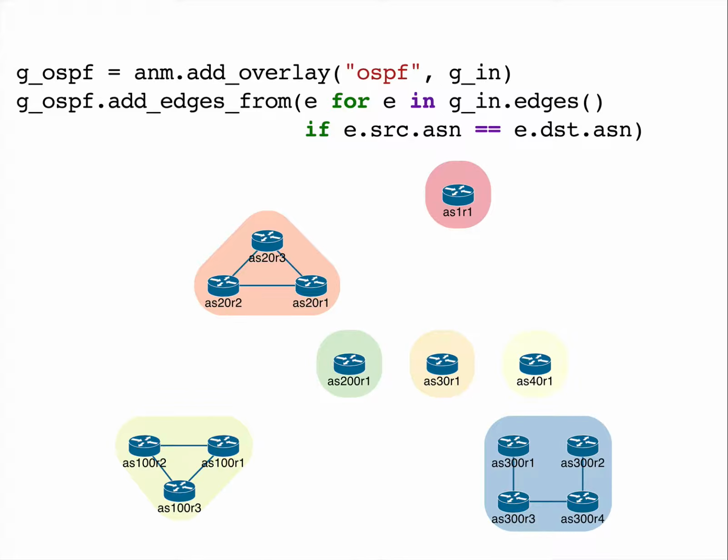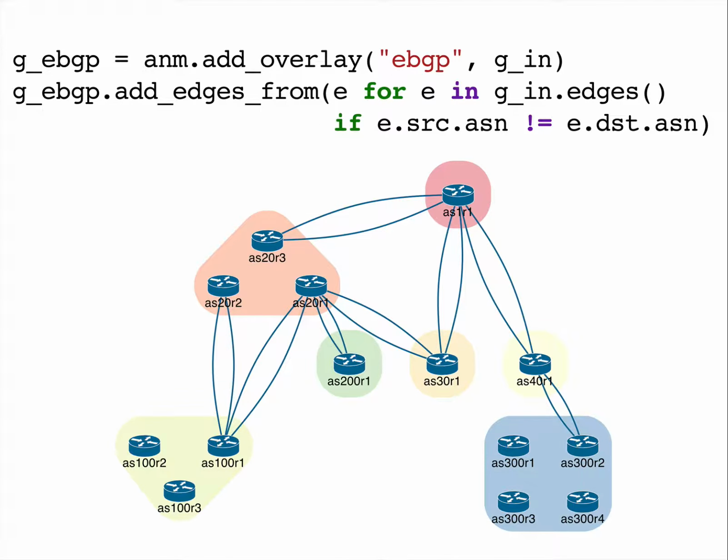Here is the OSPF rules, which is basically taking the input graph, adding the same nodes, and adding the edges which belong to the same ASN. This is showing the eBGP graph, which is directed. AutoNetKit represents BGP sessions as directed edges. We're using a similar rule to OSPF, except we're matching where the source and destination ASNs are different. We can then see this matches what we would like in the visualization.